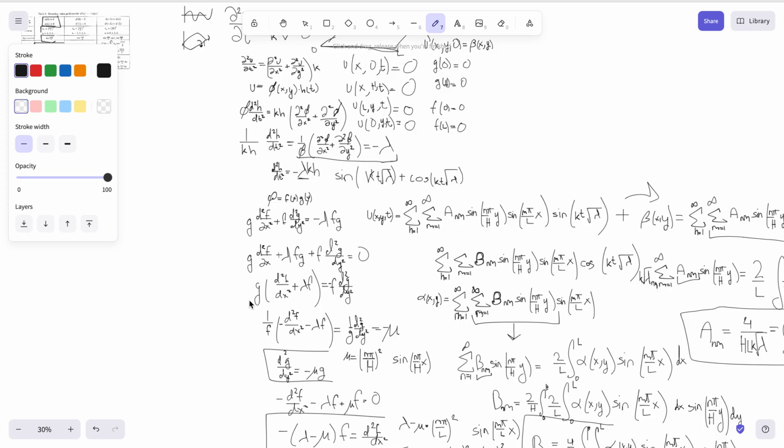So hopefully that gave you a good introduction to it. Next video we'll be looking at how to do it in polar coordinates and introducing the Bessel function, and we'll talk about that later.